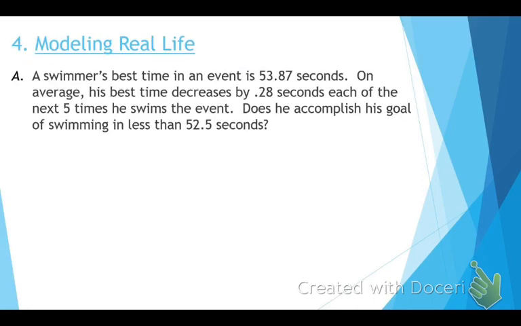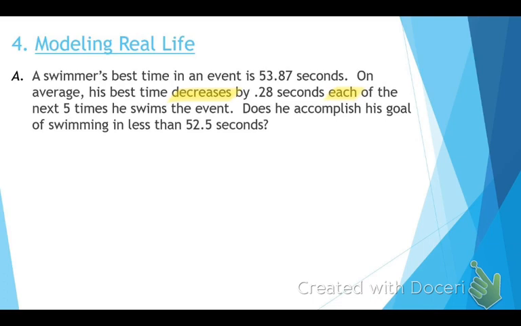Modeling real life. A swimmer's best time in an event is 53.87 seconds. On average, his best time decreases by 0.28 seconds each of the next 5 times he swims the event. Does he accomplish his goal of swimming in less than 52.5 seconds? So I've highlighted a couple of different words here that I think are really going to help us.